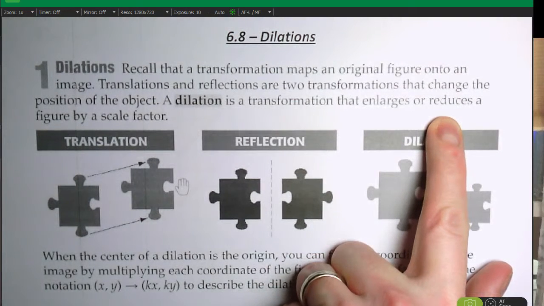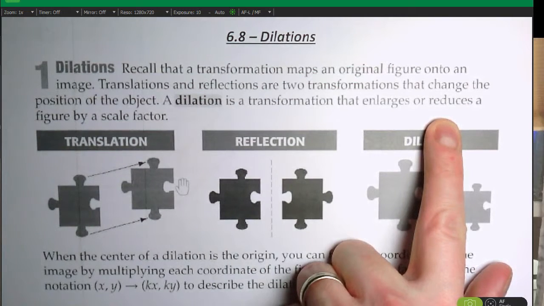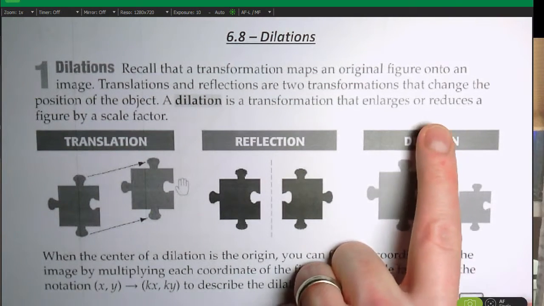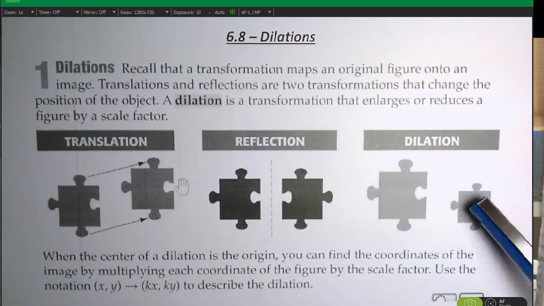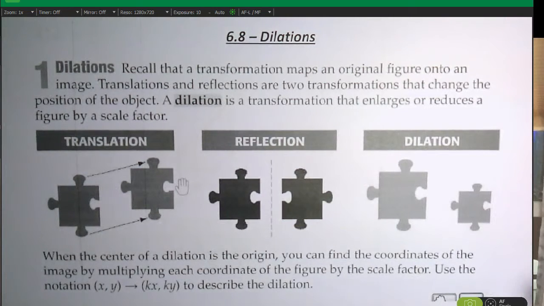And the example to think about is if you've ever gone to the eye doctor, they'll dilate your pupils. That means make them larger. It increases again by a scale factor. Really what it means is it makes it proportionally bigger or smaller. And so these guys are similar figures, which is what we spent the last couple days working on, similar figures or proportional figures.